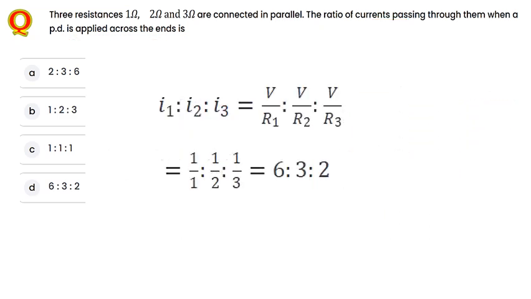Now according to Ohm's law, V is equal to IR, so I is equal to V by R. For the first resistor the current is I1. Similarly, the ratio I1 is to I2 is to I3 is V1 by R1, V by R2 and V by R3. All the potentials are the same, so V will be cancelled in the ratio. So we get 1 divided by the resistances, 1 ohm, 2 ohm and 3 ohm. Now take the LCM, and the answer here is 6 is to 3 is to 2.